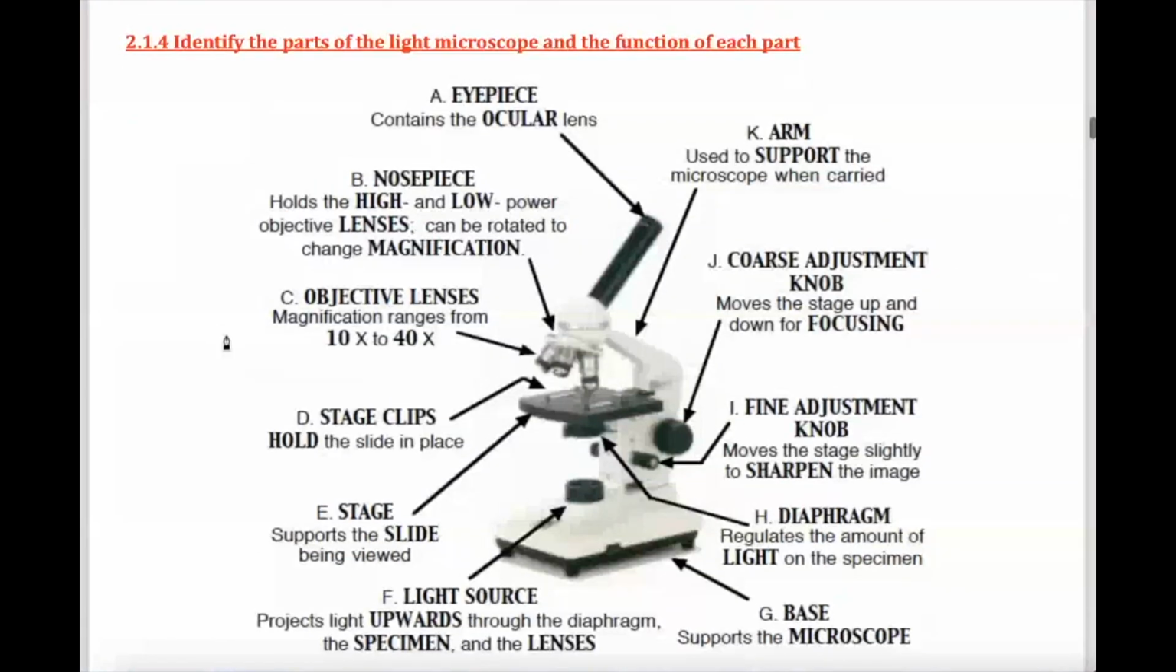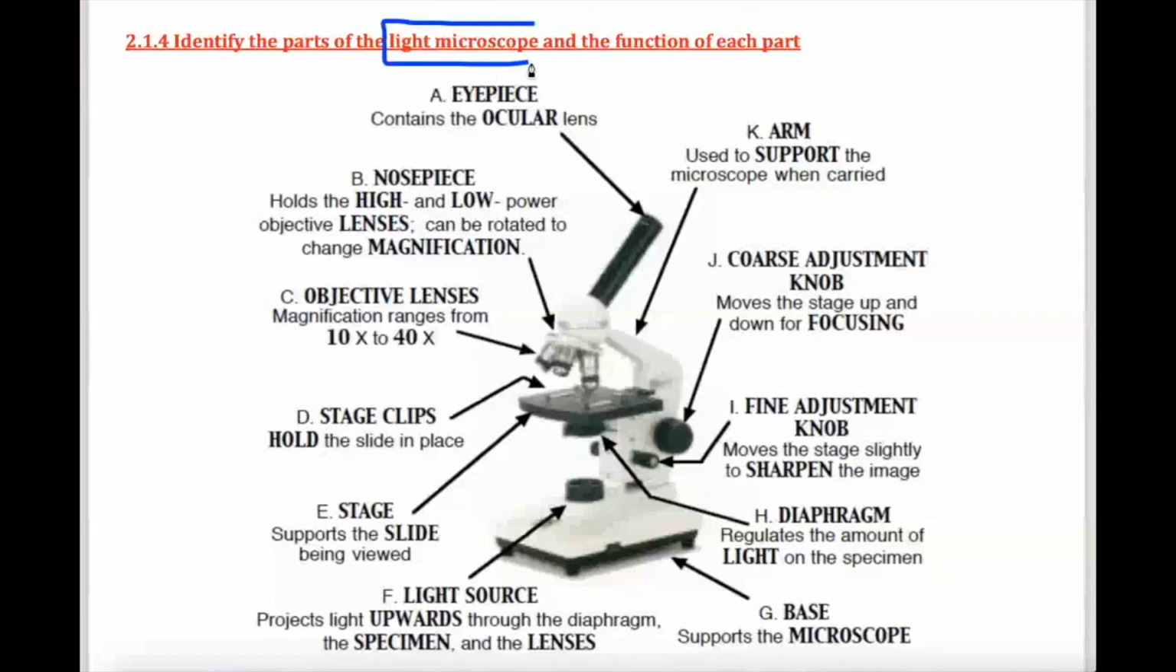Next part is to identify the parts of the light microscope. We don't have the electron microscope; we have only the light microscope here. So it has two things, boys. First of all, you need to identify, and then you need to tell the function.